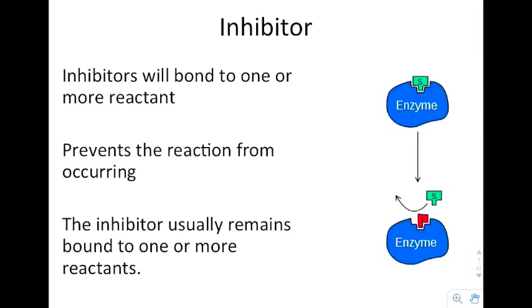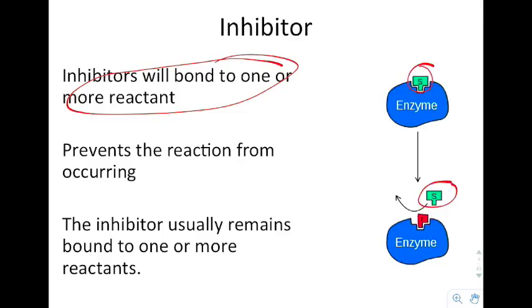An inhibitor is something that will bond to one or more of the reactants. If it bonds to one of the reactants, it prevents the second substance from interacting with the first. So inhibitors remain bonded to one of them and prevent the interaction from occurring. What an inhibitor will do is bring a reaction to a stop. That right there is what an inhibitor will do.